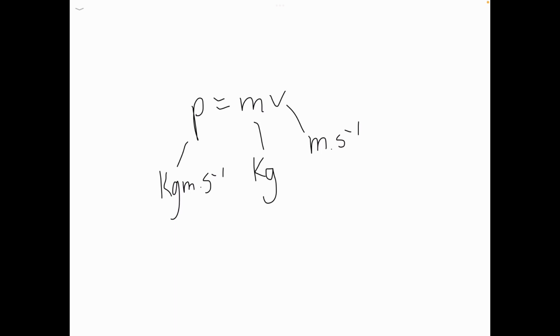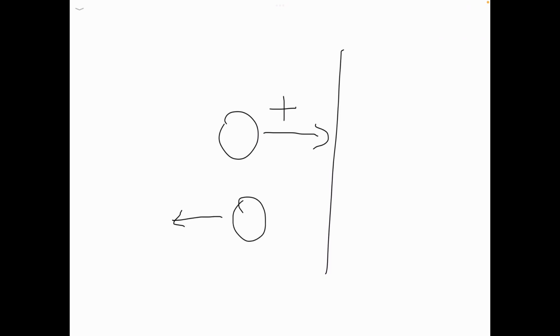So, if an object travels to the right, then it has a positive momentum, and if it travels to the left, it has a negative momentum. So, say there was a tennis ball that hit the wall, it's going to the right, so its direction is positive. Once it bounces, the ball is now traveling in the opposite direction. This means that its momentum is negative.